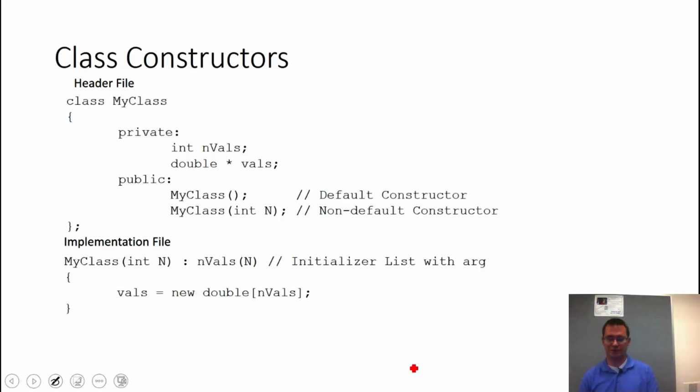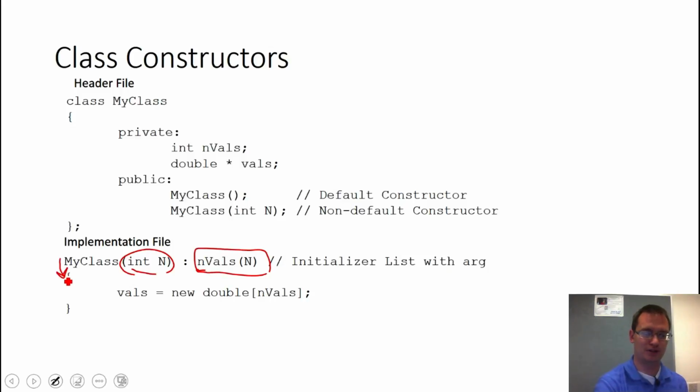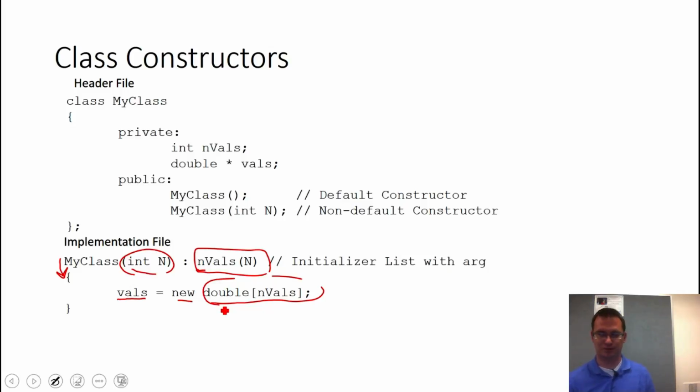So now for our non-default constructor, which is going to take a single argument, an integer, n. All right, we're going to use the initializer list to set n vals equal to n. And that gets done before we even enter the function body. Okay, so when we enter the function body, n vals has already been set. So that means we can use it. And we say our pointer vals is equal to new double array of n vals. Okay, kind of a dumb little class, but there you have it. That's my example.